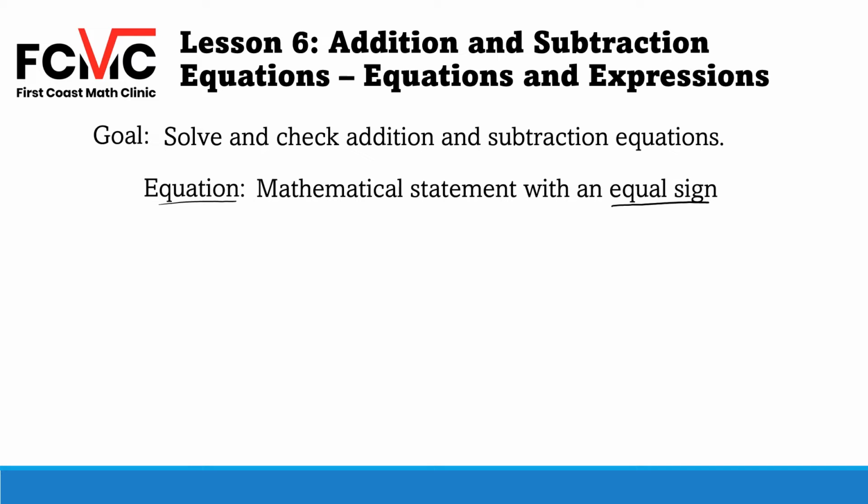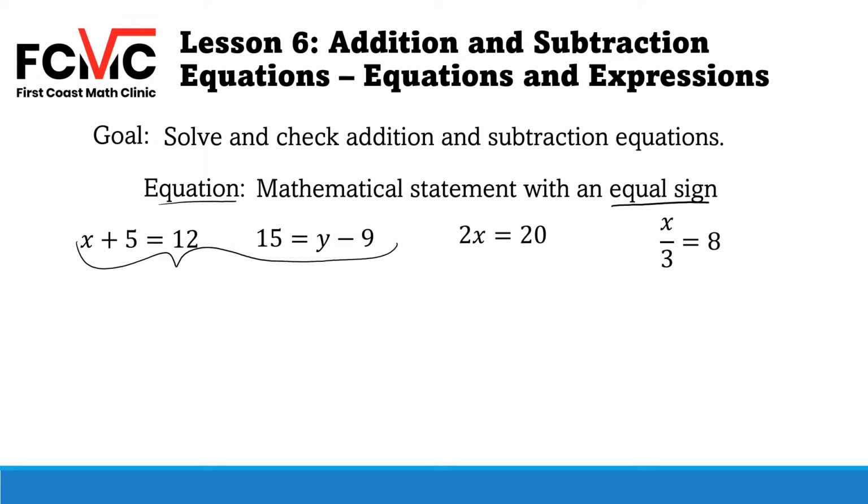So let's take a look at a couple examples of equations. We've got x plus 5 equals 12, 15 equals y minus 9, 2 times x equals 20, and x divided by 3 equals 8. These are all examples of equations. We're going to be looking specifically at the first two types, x plus 5 equals 12 and 15 equals y minus 9, because we've got an addition equation and a subtraction equation. So we're going to be looking at solving these two types of equations in this video.